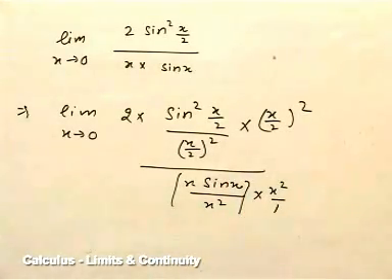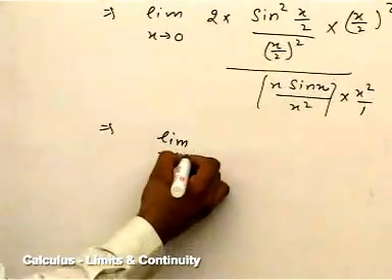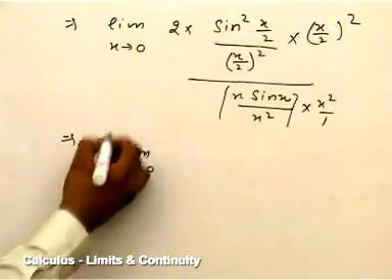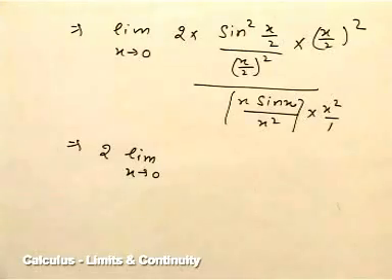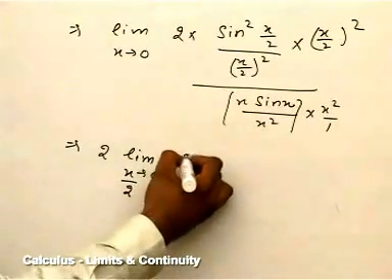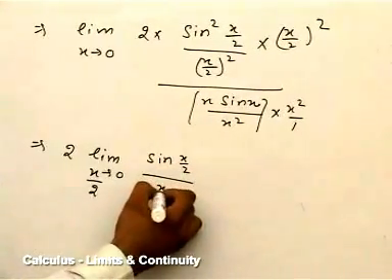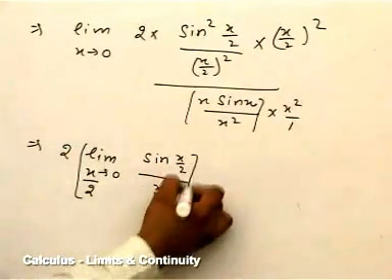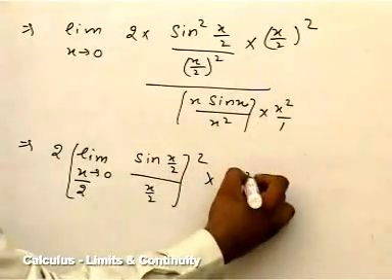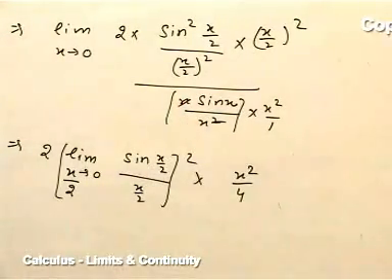What we will have from this discussion, limit x tending to 0, we take 2 out of this limit, and if x is 0, what can you expect about x by 2? That will also be 0. X by 2 tending to 0, sin x by 2 over x by 2 squared, and it is x square by 4. Now 1x cancels with this.